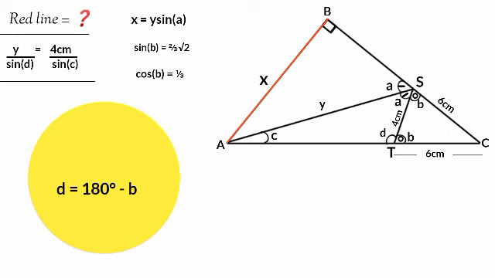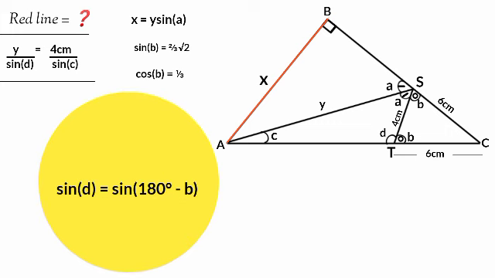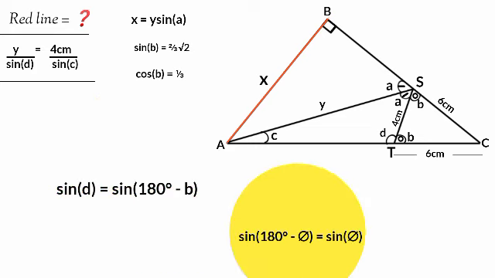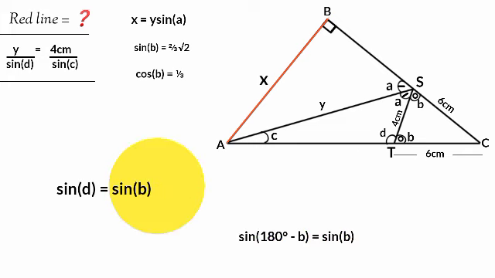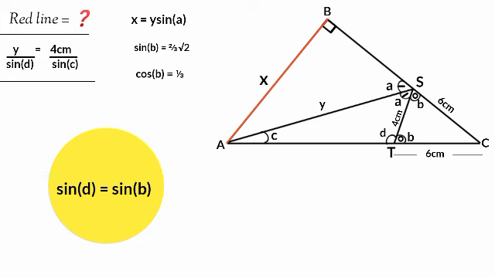Now we take the sine of both sides. So sin D equals sine of 180 degrees minus B. From trigonometry, we know sine of 180 degrees minus theta is sine theta. Assuming theta is B, sine of 180 degrees minus B equals sine B. So sine D equals sine B. And from here, sine B equals 2 root 2 over 3. So therefore, sine D equals 2 root 2 over 3.